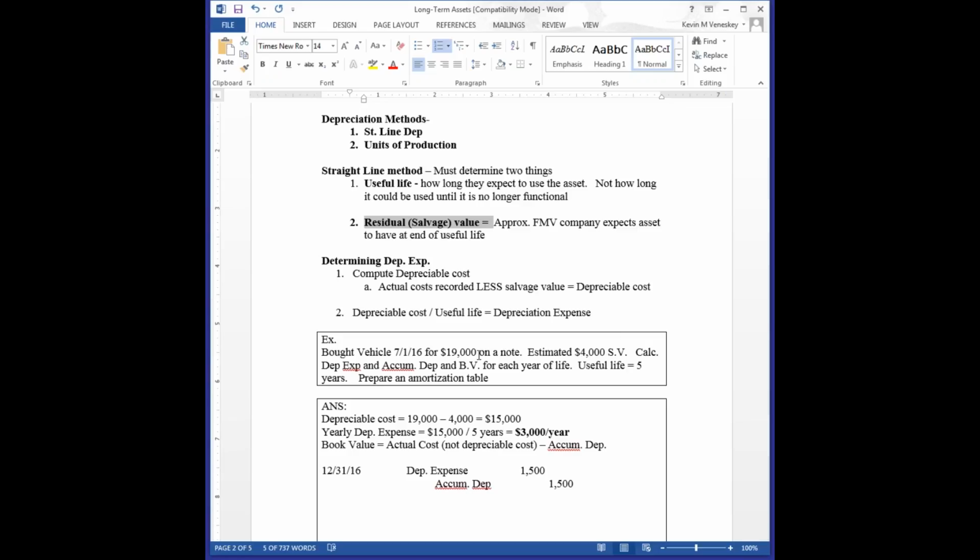Because generally when a business is done with their asset, it still has some value. It's not completely worn down and completely useless. They can still sell it. So when a company depreciates something, they want to remove that cost, how much they think they're going to sell it for after 10 years, whatever it is. And they want to remove that from the actual cost before starting to depreciate. And you'll see why in just a few minutes when we do what's called an amortization schedule.